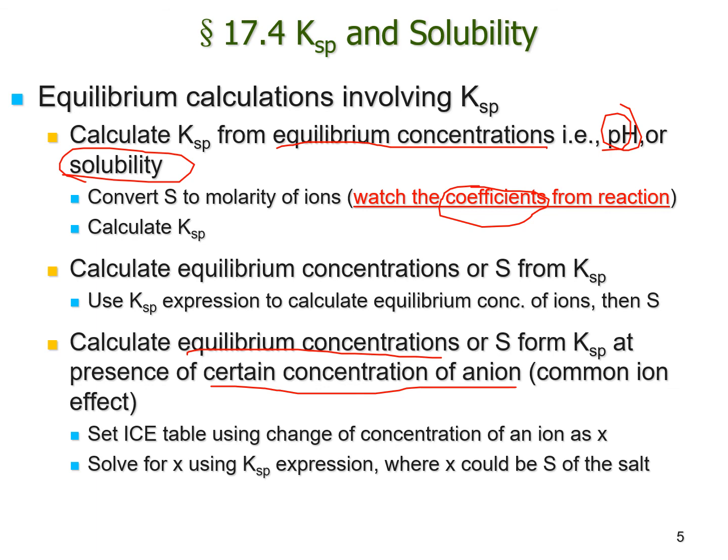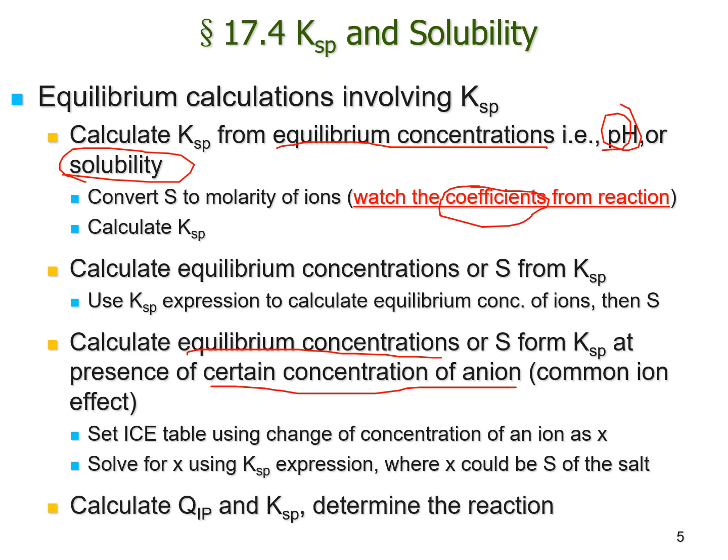Equilibrium concentration of anion is, yes, initial concentration. So we see initial concentration and equilibrium concentration both involved in the question, an ICE table problem. That is why we set up an ICE table, and we solve for x using the KSP expression. And then x could be the solubility of the salt or found through some stoichiometry calculation. The last type of calculation problem is we try to use QIP to evaluate whether this reaction is going to generate a precipitation or not.